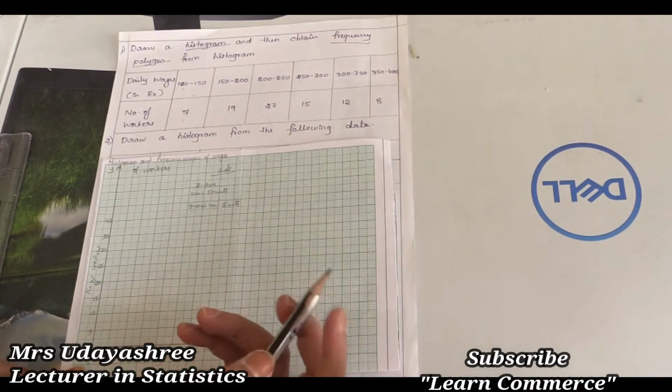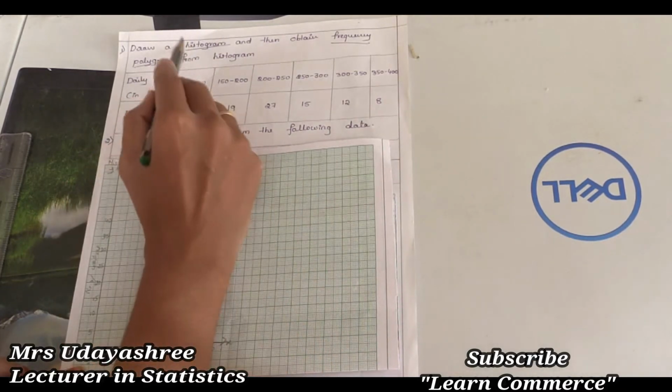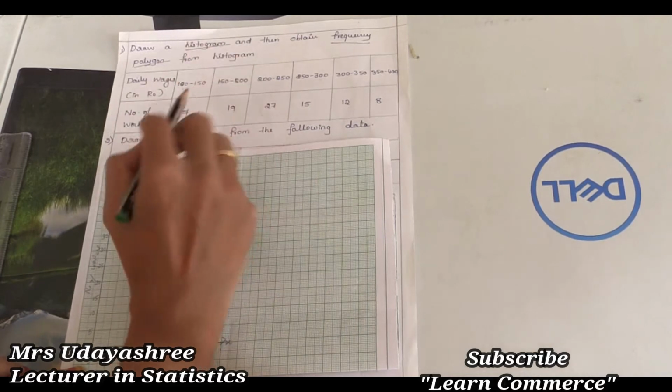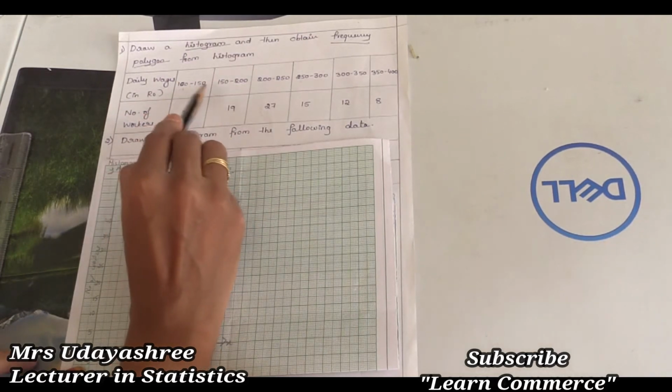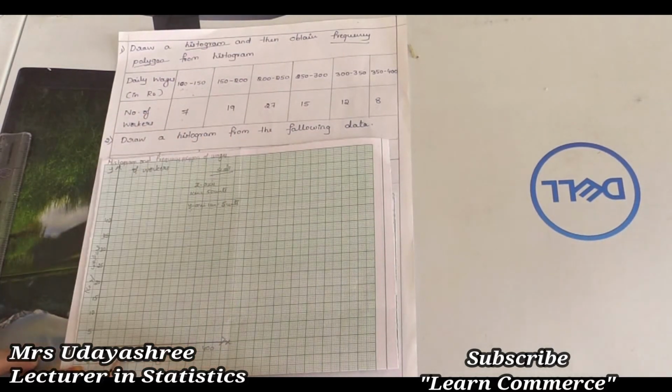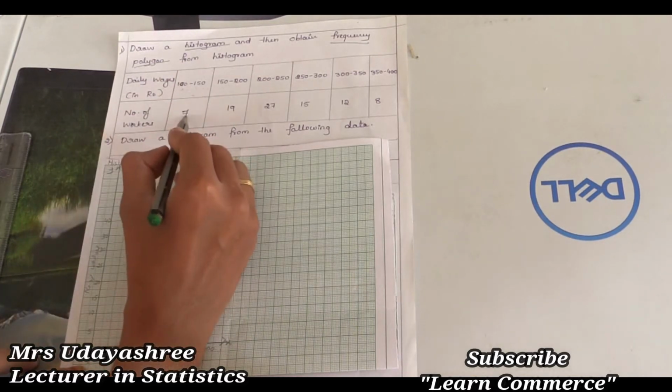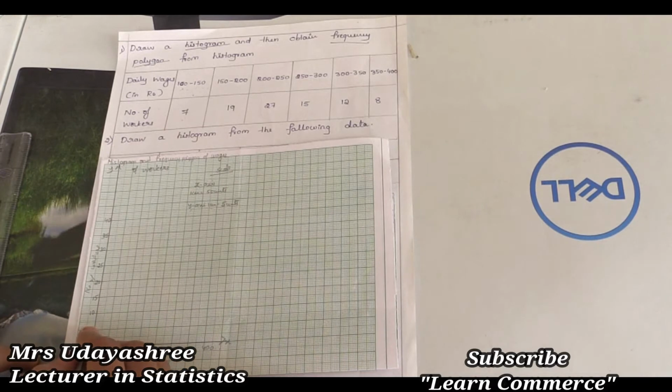Next we need to draw the histogram. So how to draw the histogram? See the first class, that is 100 to 150. So 100 is here, 150 is here. For that the corresponding frequency, or number of workers, is 7. So 5 is here, then 10 is here, the middle line is 7.5. So here it is 7.